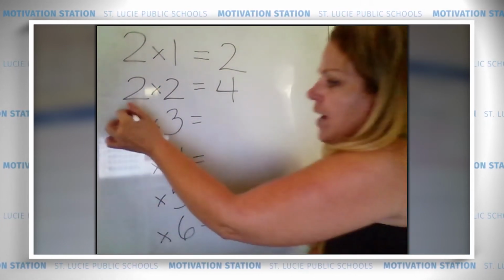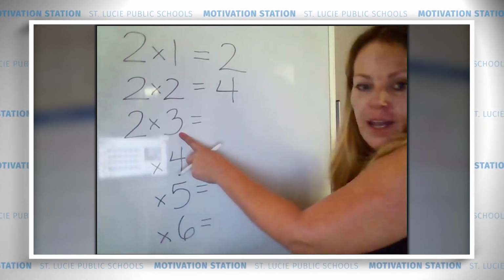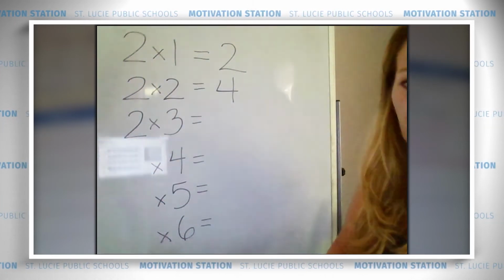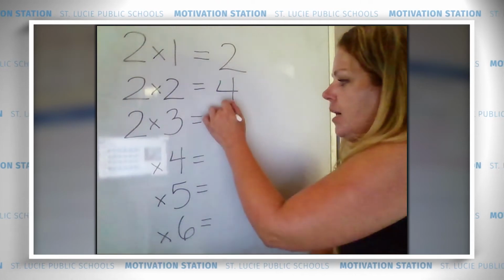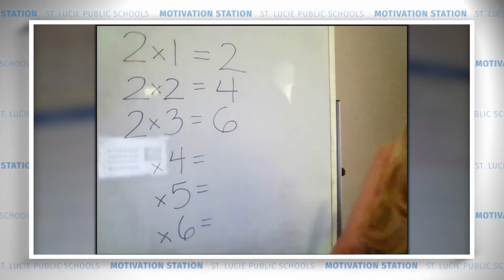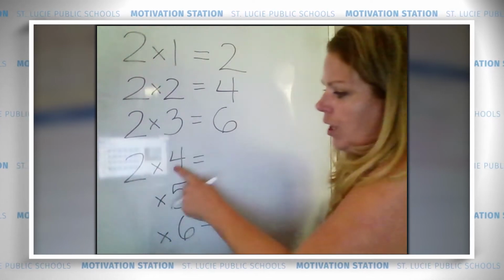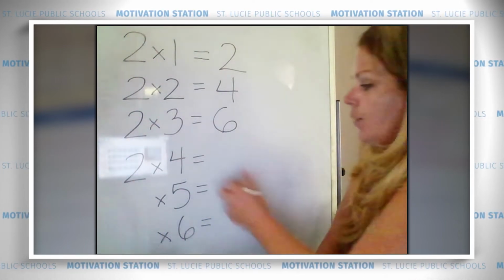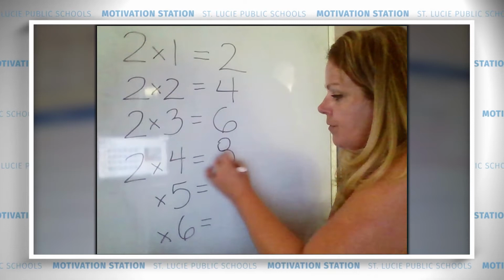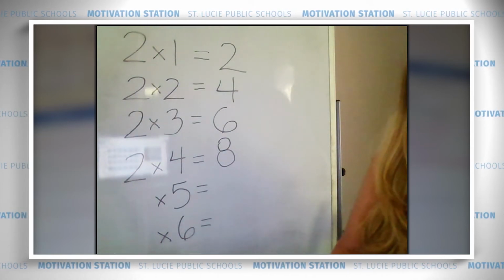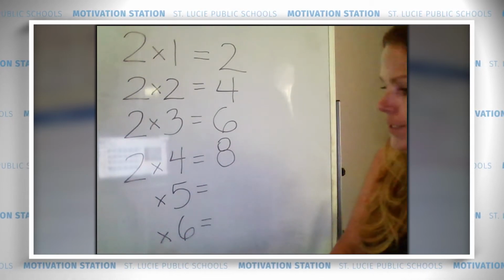I roll a factor of 2. I roll a factor of 3. 2 groups of 3 would give me a product of 6. I roll a factor of 2. I roll a factor of 4. That would give me a product of 8. 2 groups of 4 would give me 8.